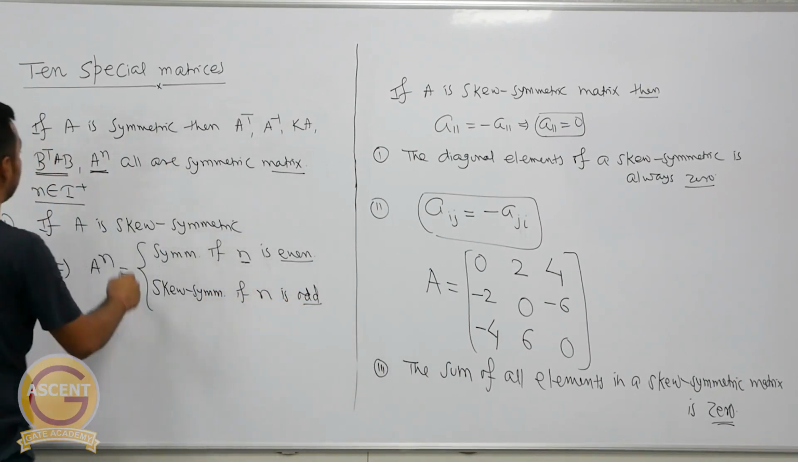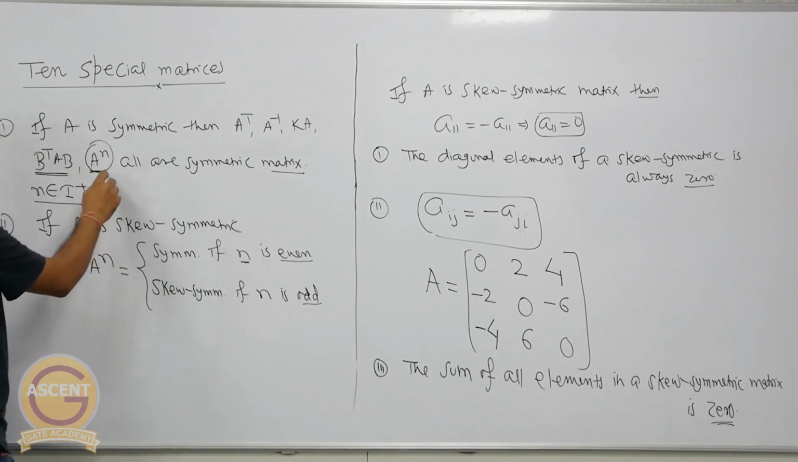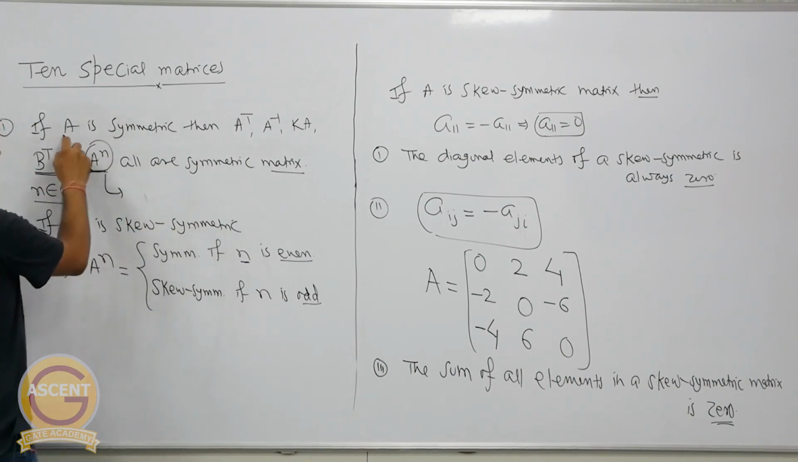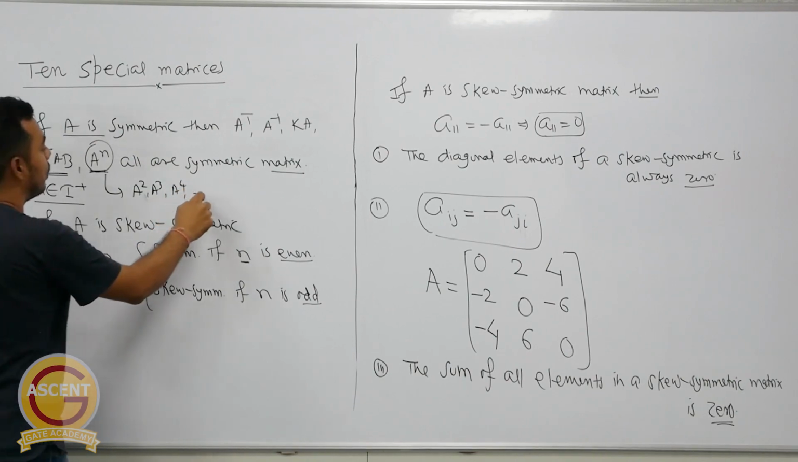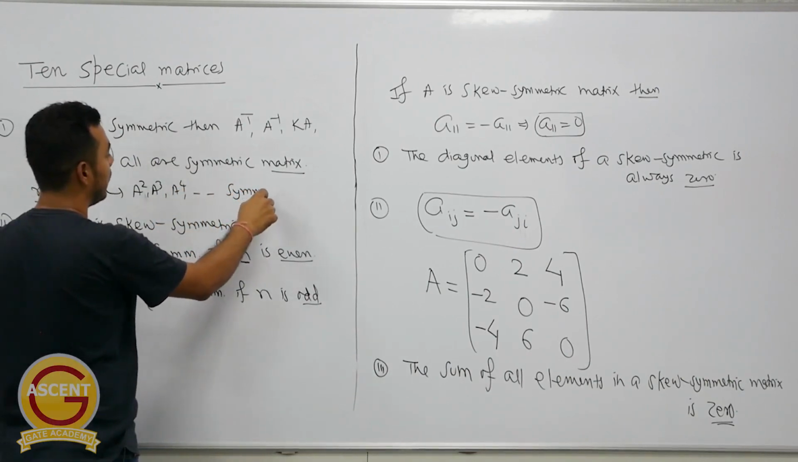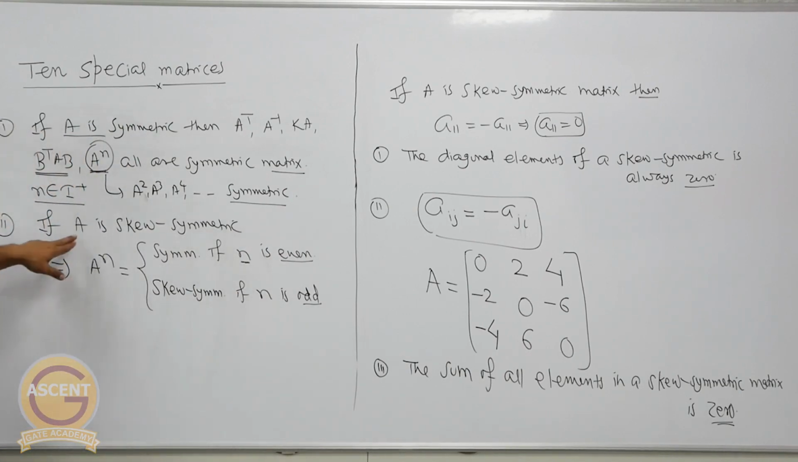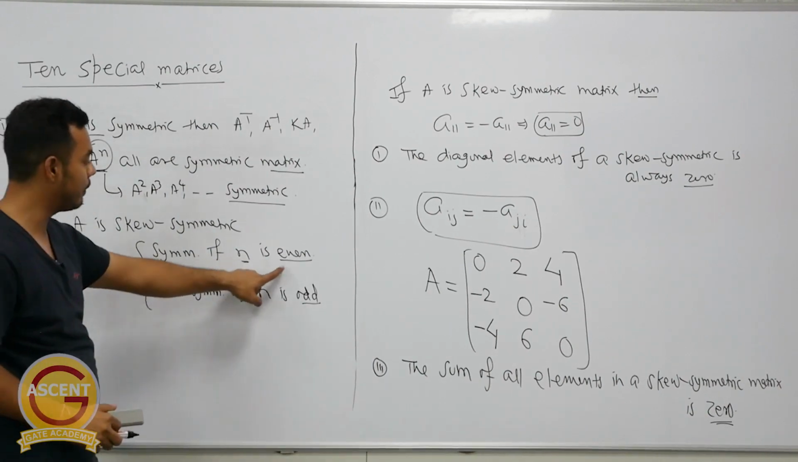In case of symmetric matrix, you can see that A to the power n is always symmetric, whatever be the value of n. If A is symmetric, this means A square, A cube, A to the power 4, all these are symmetric matrices. Any power of symmetric matrix is always symmetric. But in case of skew symmetric matrix, A to the power n will be symmetric or skew symmetric depending on whether n is even or odd.